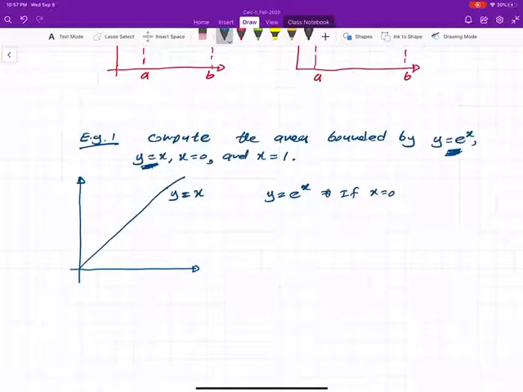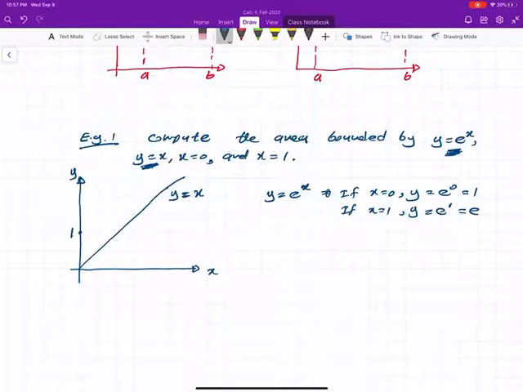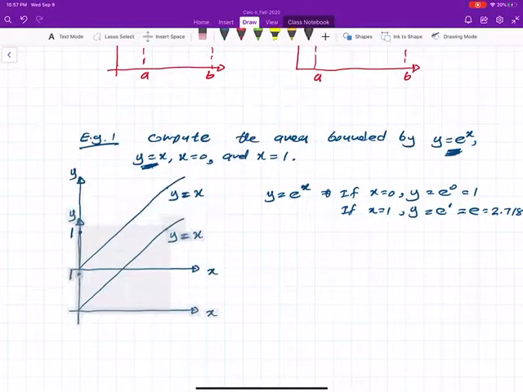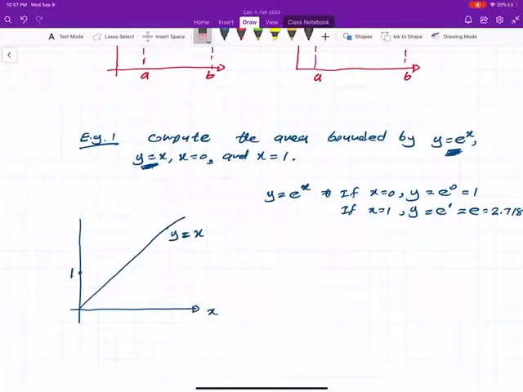If x equals 0, what happens to this curve? If x equals 0, y equals e to the power 0, which is 1. When x equals 0, the function value is 1. It starts from here. If x equals 1, y is e to the power 1, which is e. If you can remember, e is 2.718. So that is the value of e. This is 1, this is 2, and 2.7 is somewhere here.